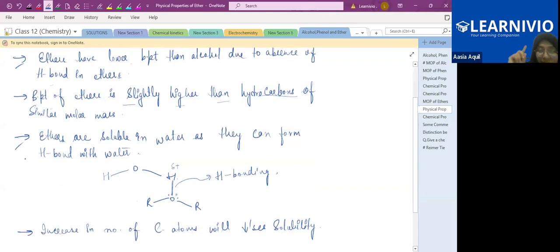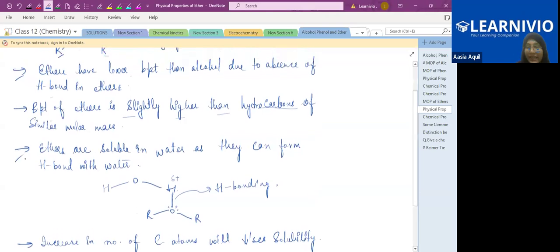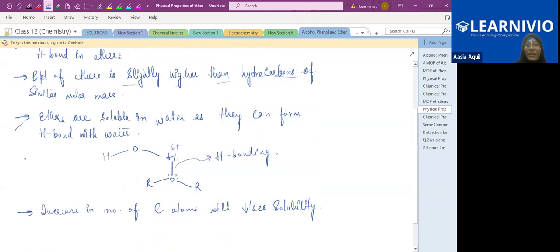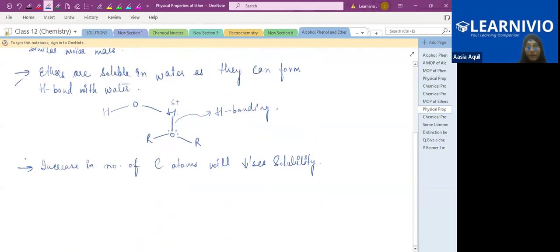Next point is ethers are soluble in water. Why? Because they have an absence of hydrogen bonding in themselves, but they can form hydrogen bonds with water because they are slightly polar molecules. So oxygen के पास क्या है? Lone pair. So when you dissolve the ether in the water, what happens?